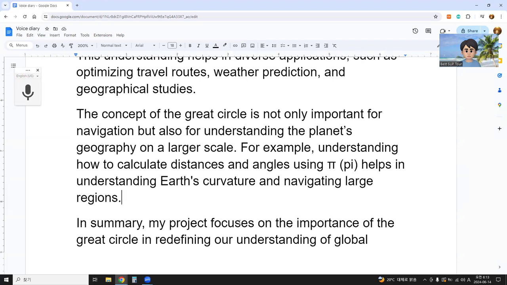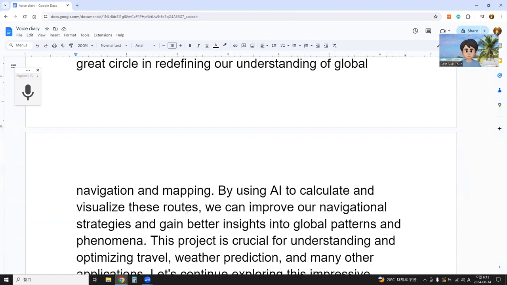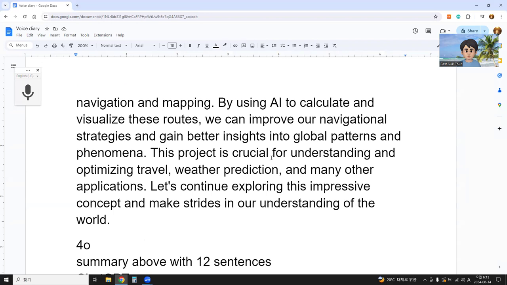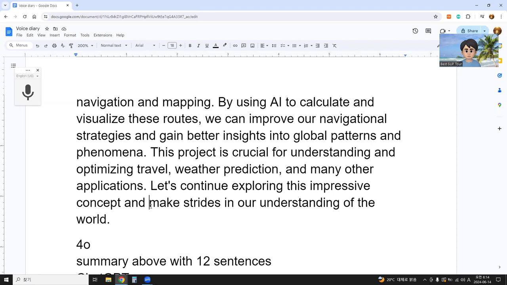In summary, my project focuses on the importance of the great circle in redefining our understanding of global navigation and mapping. By using AI to calculate and visualize these routes, we can improve our navigational strategy and gain better insight into global patterns and phenomena. This project is crucial for understanding and automating travel and weather prediction and many other applications. Let's continue exploring this impressive concept and make strides in our understanding of the world.